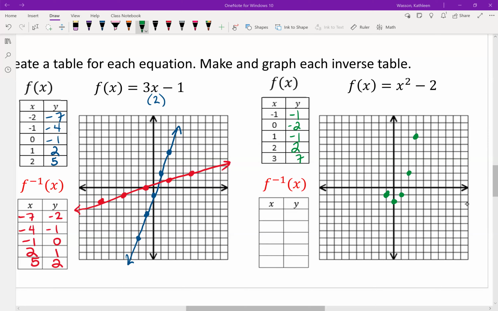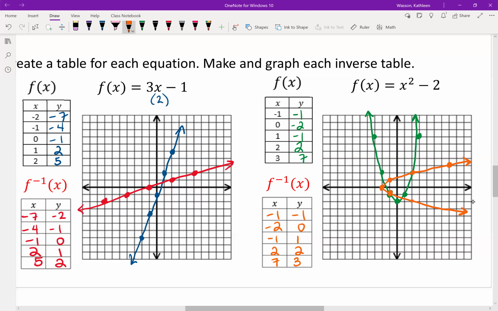Just checking in with you. Is this what you got for your table and your points? I went ahead and added some more points to the left so you can see the rest of the curve. Just on the graph, not on the table. And then I exchanged x and y and drew my inverse graph.